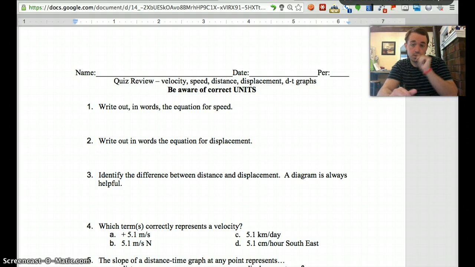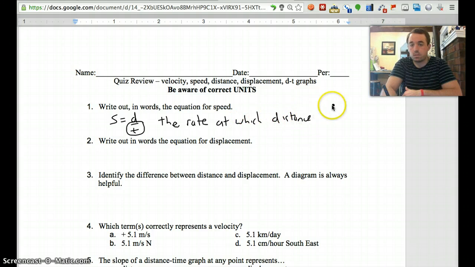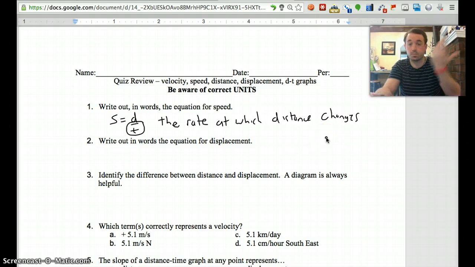Anyway, write out in words the equation for speed. Well, we know the equation is speed equals distance divided by time. So you could look in your notebook. It's the rate, because remember, divided by time means rate. So the rate at which distance changes is one way to word it. You can word it in a couple of other ways, but for me, that looks pretty good. You can go with the definition given in the notes, but just in general, pretty simple.